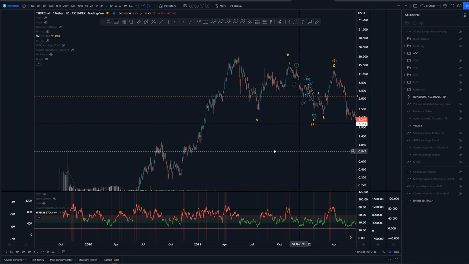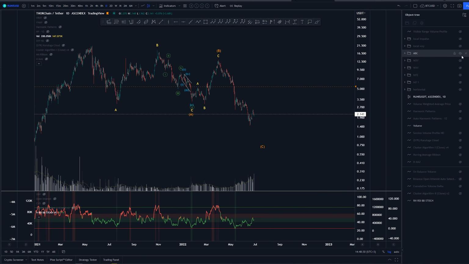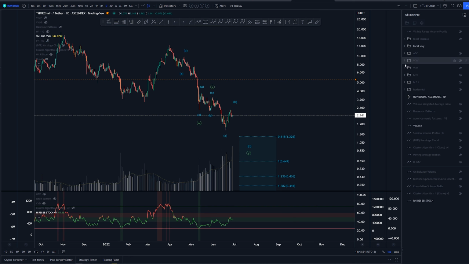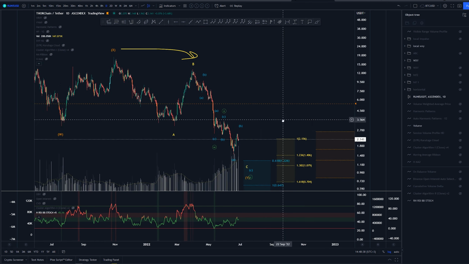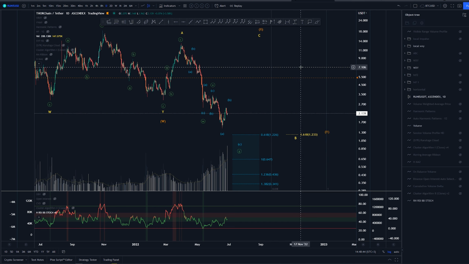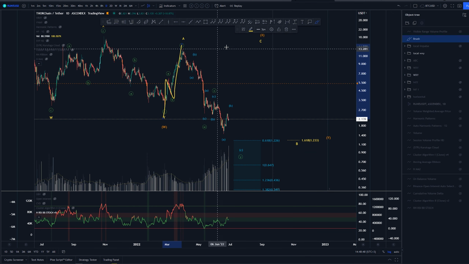So ABC zigzag. Now let's take a look at the local structures here to see what kind of things we have. Now for this one, let's see, what scenario did I have this for? We were looking for a B wave, so in this scenario, here we have a three-way structure.